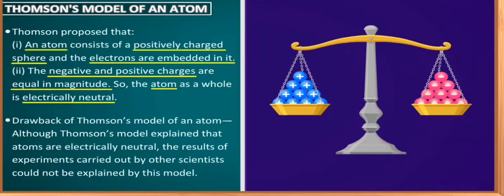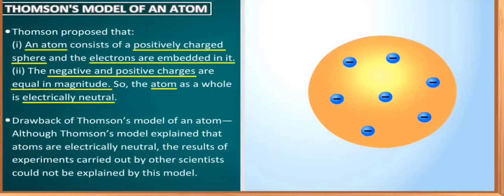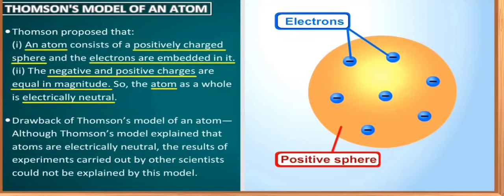So what did he propose? Thomson proposed that the negative and positive charges are equal in magnitude, so the atom as a whole is electrically neutral. The drawback or limitation of Thomson's model of an atom was that even though he explained that atoms are electrically neutral, he could not explain the results of the experiments of other scientists. We shall discuss the other models of an atom in the next module.